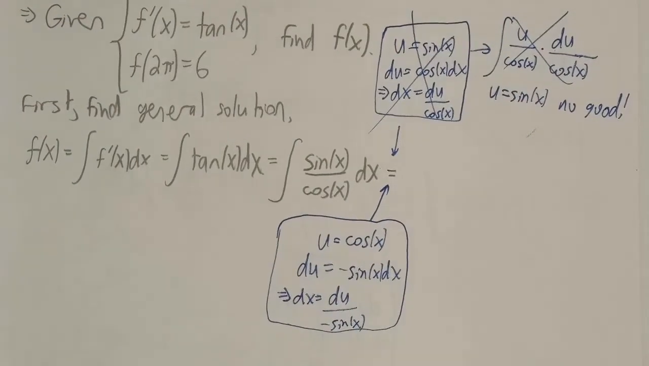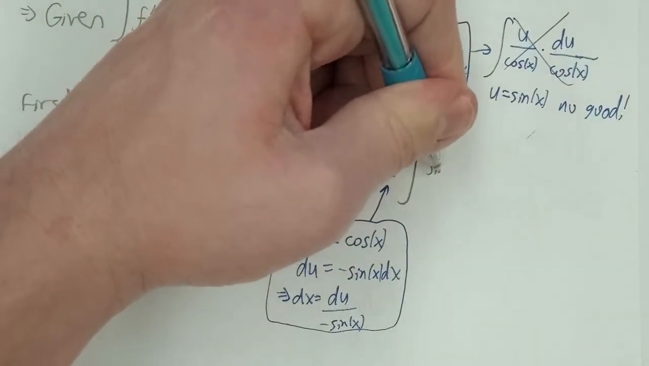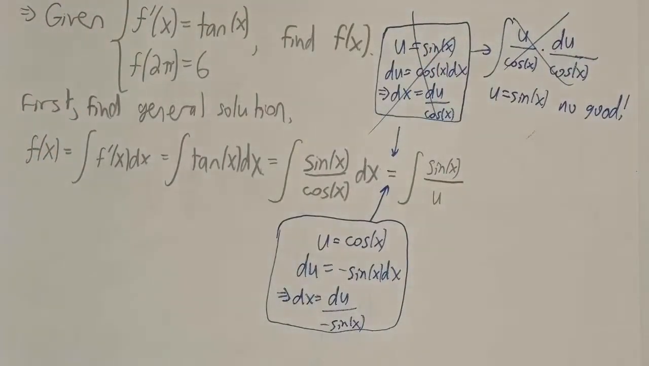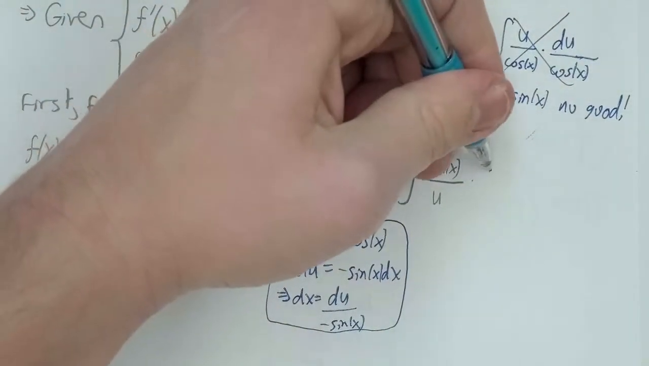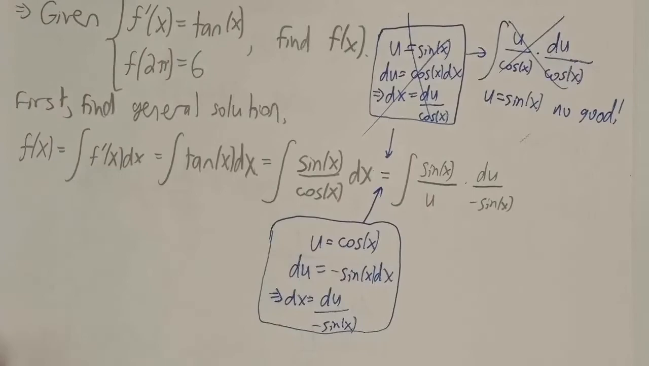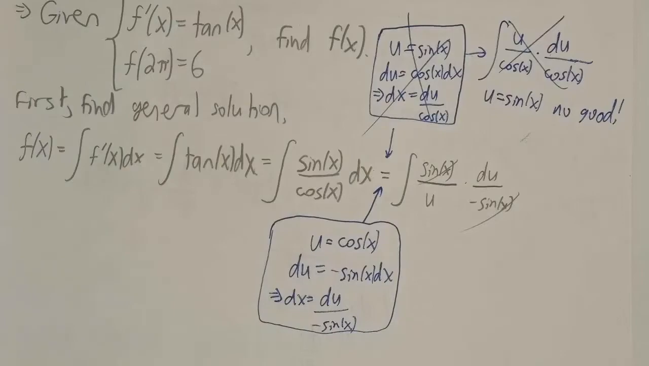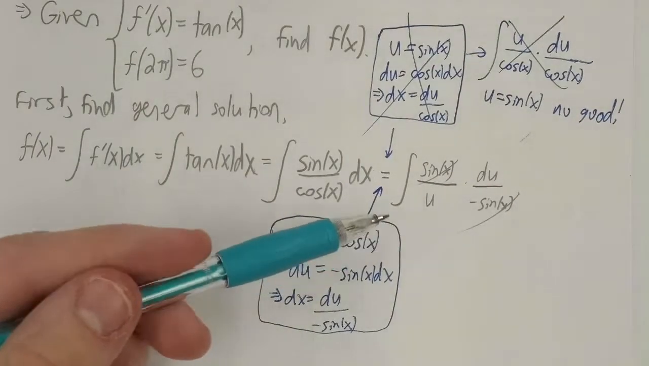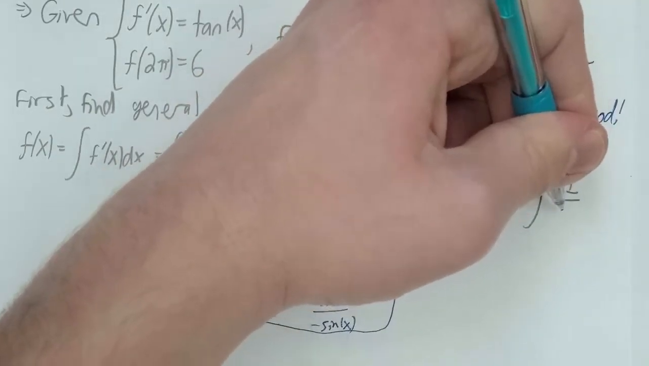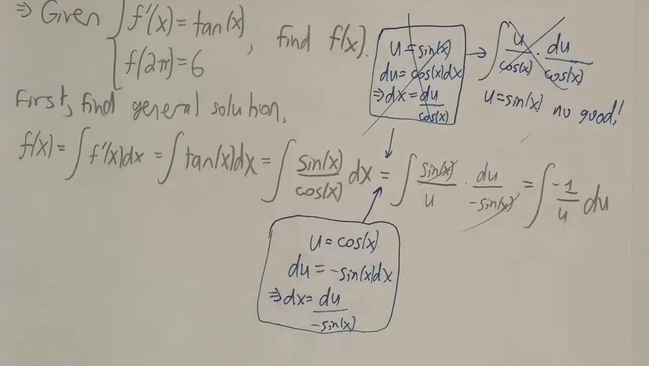So as a result, now let's go ahead and put everything in and see what happens. So we have sine of x over, in this case, u, because that's cosine of x now, and then times dx, which is du over negative sine of x. Okay? And then you realize, well, wait a minute. These sines of x's cancel each other out fairly nicely. So as a result, we then end up with, well, negative 1 over u du.